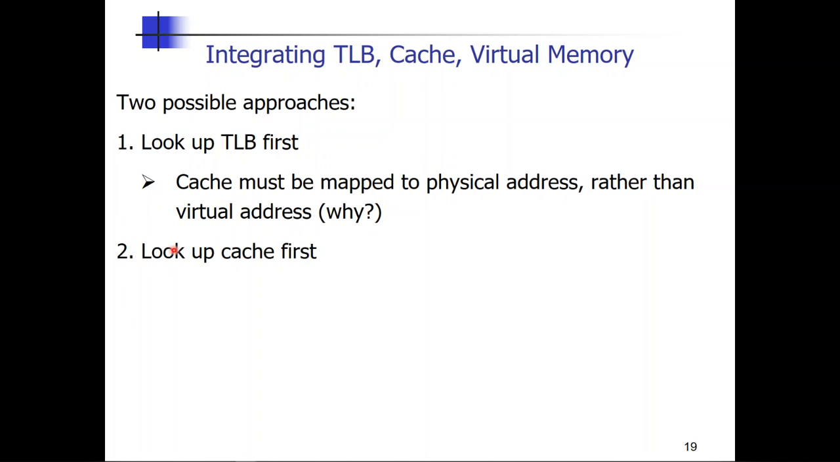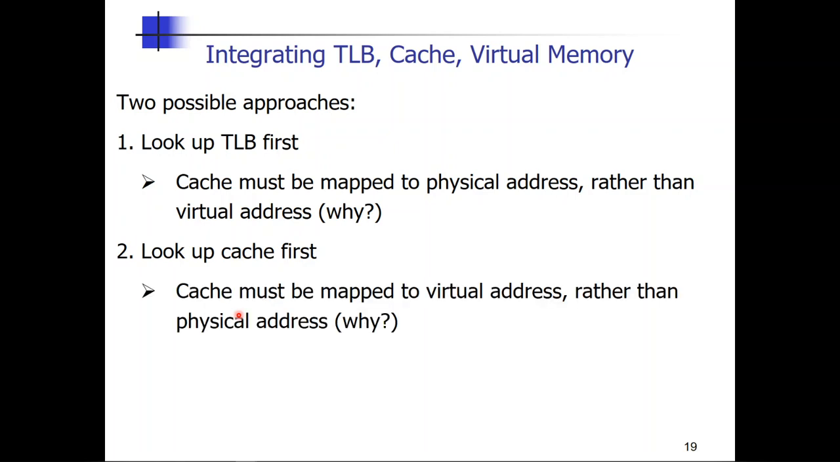The other approach is to look up the cache first. If we look up the cache first, the processor is going to generate a virtual address, and the cache must then be mapped to a virtual address rather than a physical address. We are going to focus on approach number 1, in which we look up the TLB first.